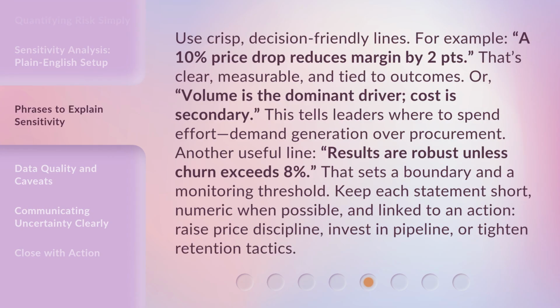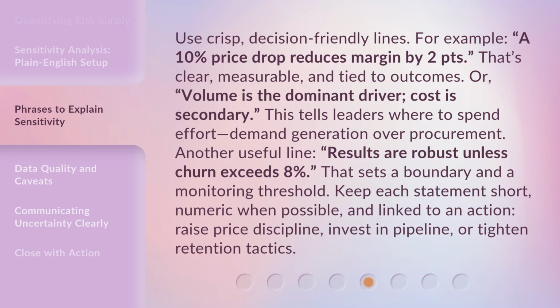Use crisp, decision-friendly lines. For example, a 10% price drop reduces margin by 2 points. That's clear, measurable, and tied to outcomes. Or, volume is the dominant driver, cost is secondary. This tells leaders where to spend effort, demand generation over procurement.